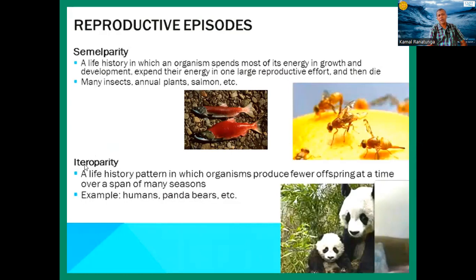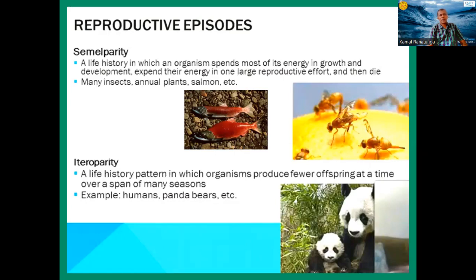Whereas the others are called iteroparous, where they might have consecutive, several reproductive episodes. For example, most of the mammals and most of the animals have this kind of several reproductive episodes, which we call iteroparous, right?